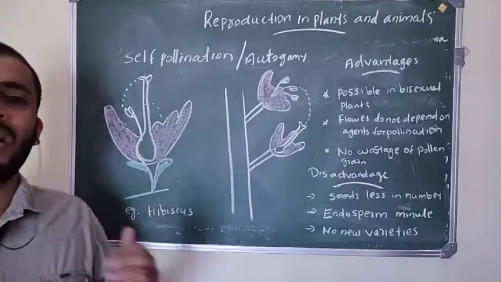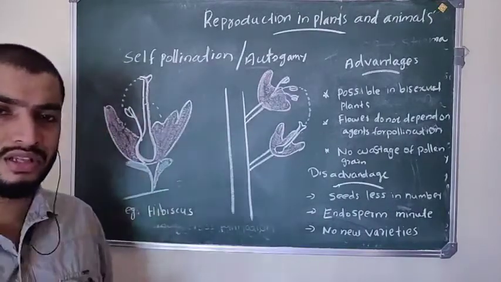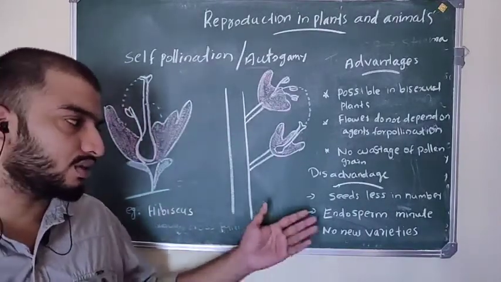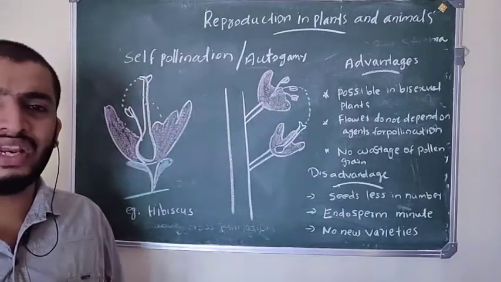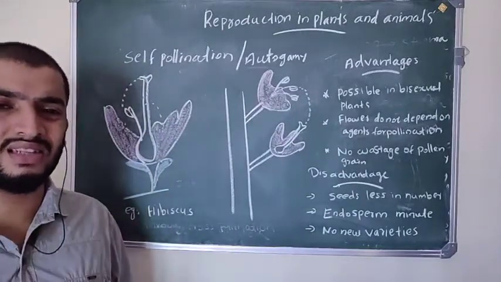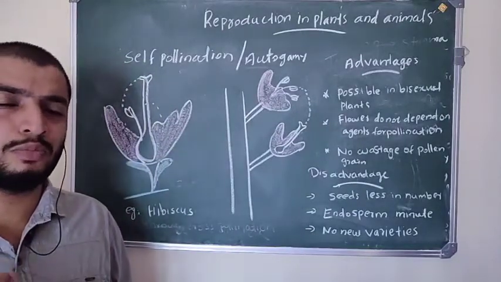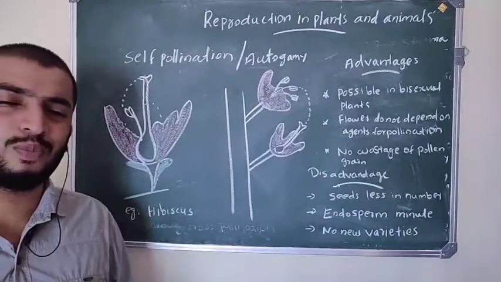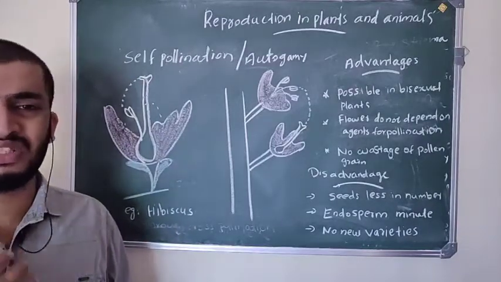Then what are the disadvantages? We discussed the advantages. Next, the disadvantages. The seeds are very few in number. Those plants which perform self-pollination produce only a small number of seeds.